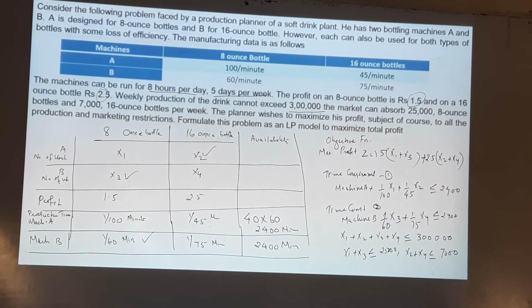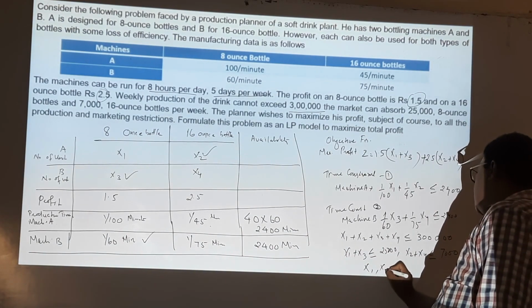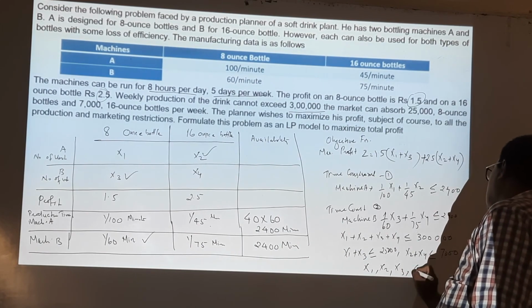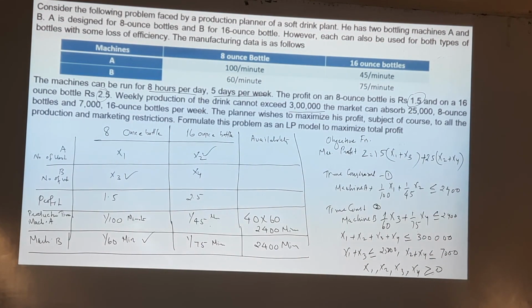And over everything, except the non-negativity constraint: X1, X2, X3, X4 are non-negative, greater than or equal to 0.